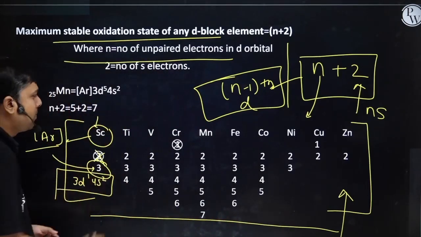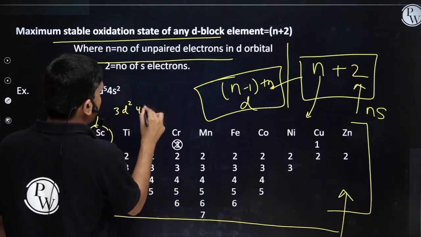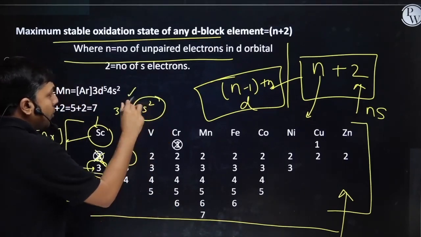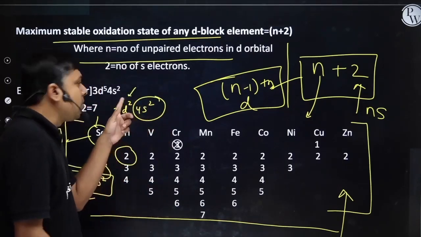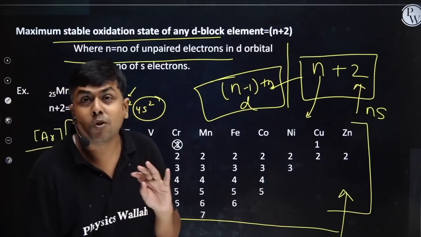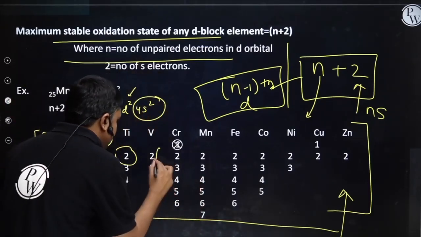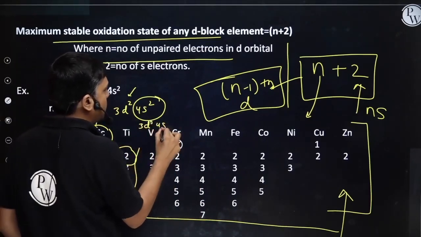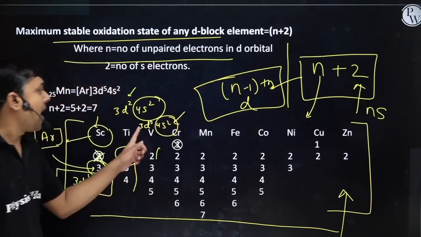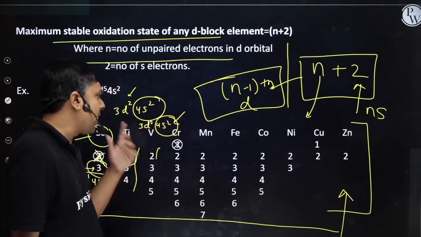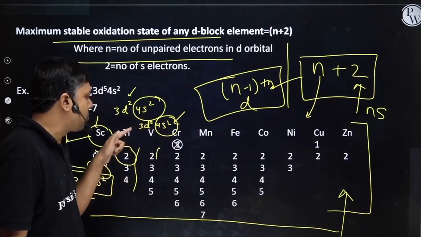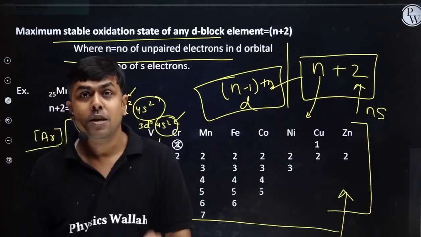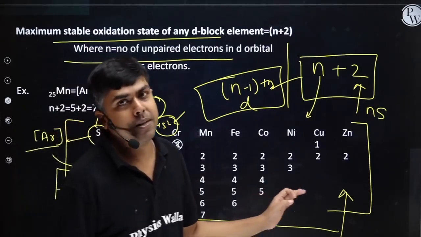Then titanium, 3d2 4s2. So I can remove 2 electrons from here, so plus 2. I can remove 1 more electron, so plus 3. Even 1 more electron, so titanium will show plus 2, plus 3 and plus 4 oxidation states. Then vanadium, 3d3 4s2, 2 electrons can be taken from here, and we have 3 unpaired electrons, one at a time I can remove, so plus 2, plus 3, plus 4 and plus 5. Vanadium shows all the possible oxidation states, that is plus 2, plus 3, plus 4 and plus 5.